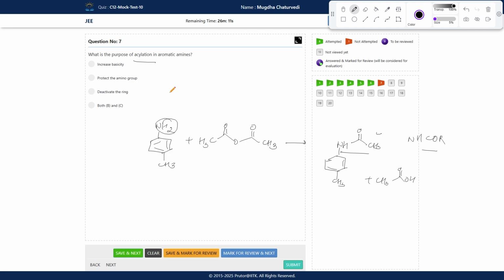If you see the options, increases basicity is wrong, protects the amino group, yes, deactivates the ring, yes. So both B and C are right answers for this question. That means it serves both purposes, protecting the amino group and also deactivating the ring. So D is the right answer for this question. Now let us see the next question.